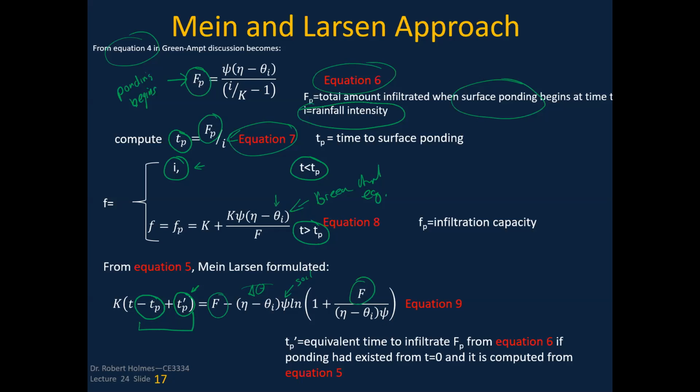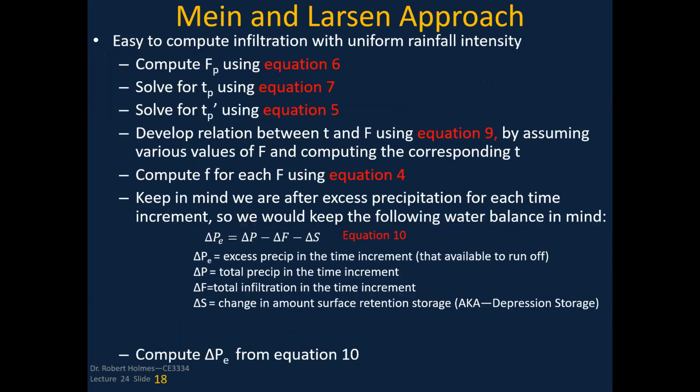So again, through successive approximation, we have to go through and solve this. Delta theta, and again, this is soil suction. So T sub P prime is the equivalent time to infiltrate F sub P from equation 6 if ponding had existed from time equal to 0, from the get-go, as I said. Now, the Meyn-Larson approach is very simple if I've got uniform rainfall intensity above the infiltration capacity. It's a fairly simple thing. You basically use equation 6 to calculate your F sub P, which is your cumulative infiltration at the point of ponding. And again, I misspoke a little bit there. I said that this is assuming I had enough rainfall intensity to have ponding from the beginning.